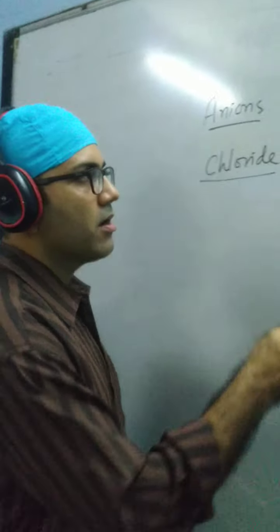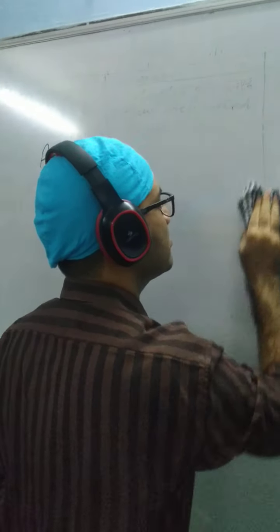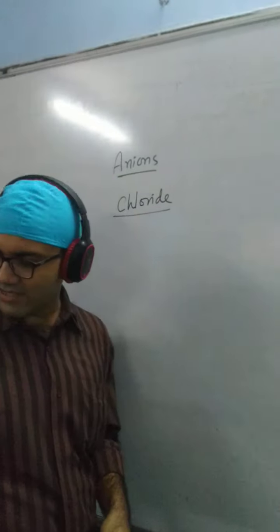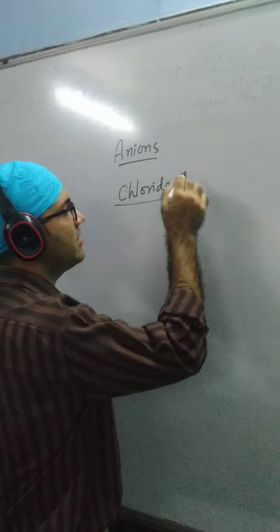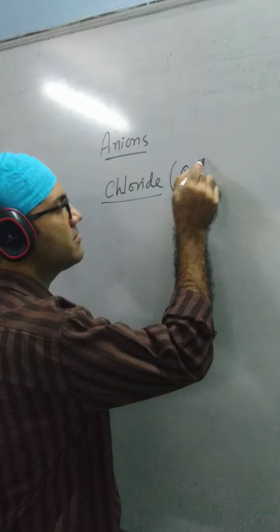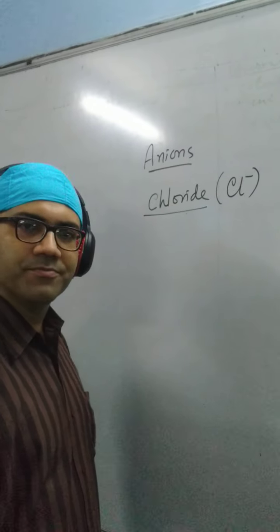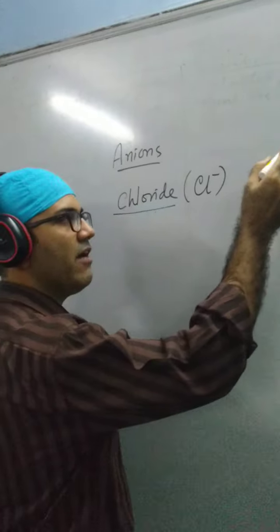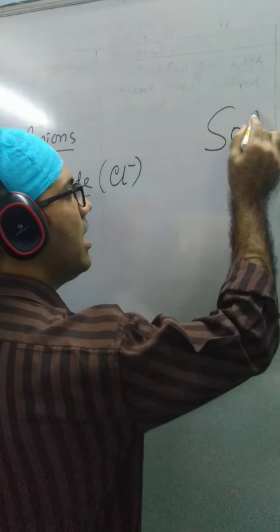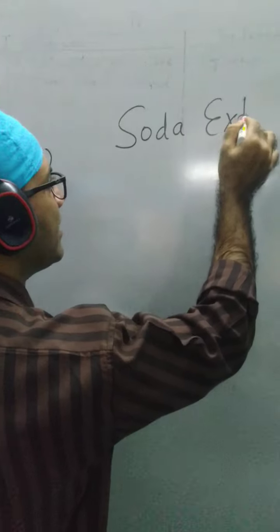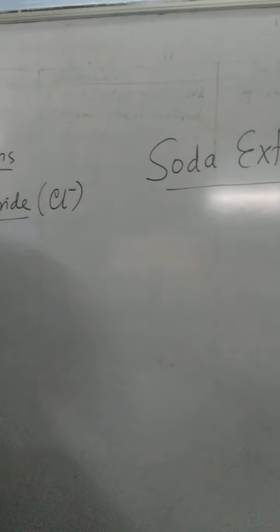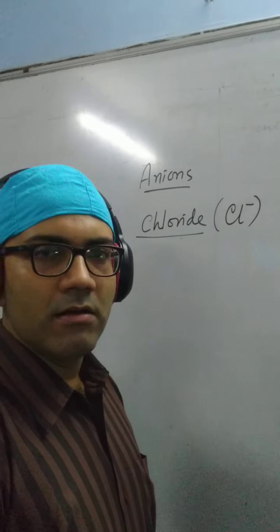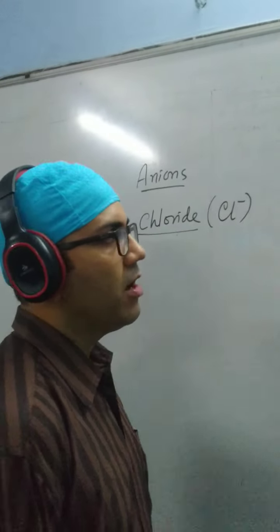Previously we have taken a salt solution, that means the original solution, OS. This time, for anion analysis, chloride meaning Cl minus, we have to prepare soda extract. For anion analysis, this preparation is compulsory. That's mandatory. Soda extract you have to prepare.